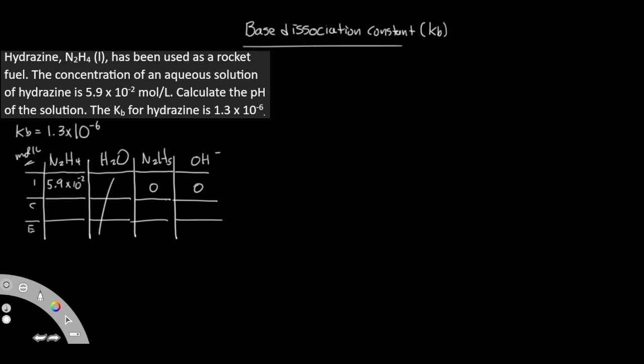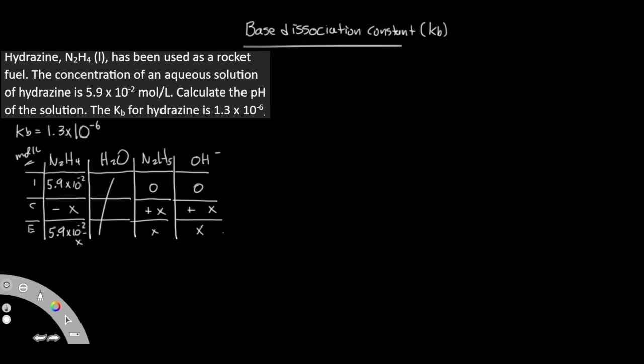And then from here we have to do our C, our changes. Again, we don't have a balanced chemical equation up here formally, so we can just put x, our 1x, as our change. Of course this was being consumed, so it'll be a negative 1x. These two are being produced, so these will be positive 1x. And then for E, we sum up our I's and C's together, so we get 5.9 times 10 to the negative 2 minus our x value. This stays down because it's just adding 0.